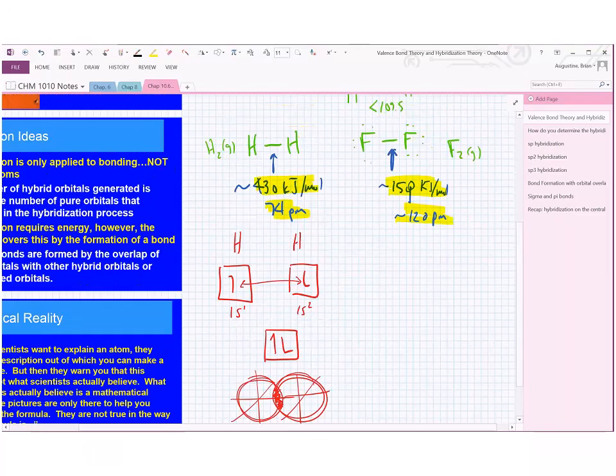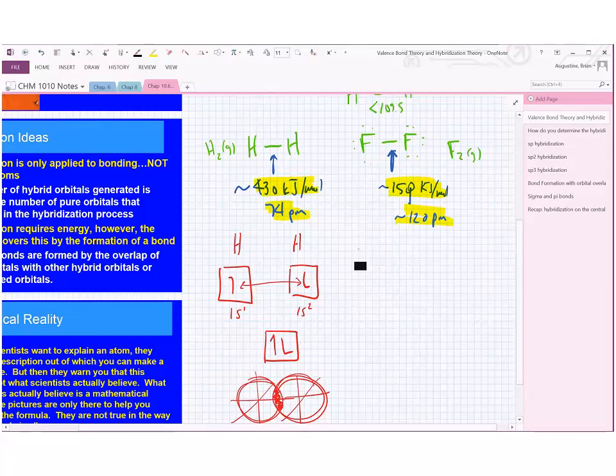Contrast this with fluorine. So fluorine has an electron configuration of 2s2, 2p5. So that's going to look something like this. Each one looks like that. All right? So there's one extra slot looking for an electron to be formed, but each one has one slot that can share with the other.